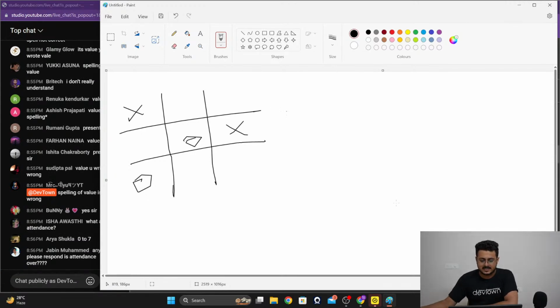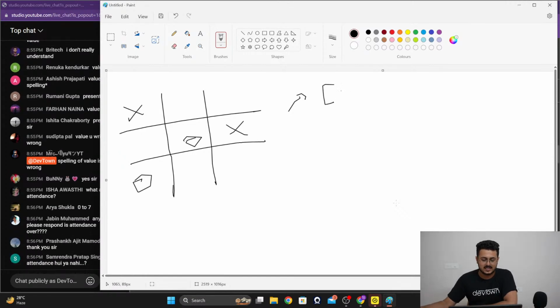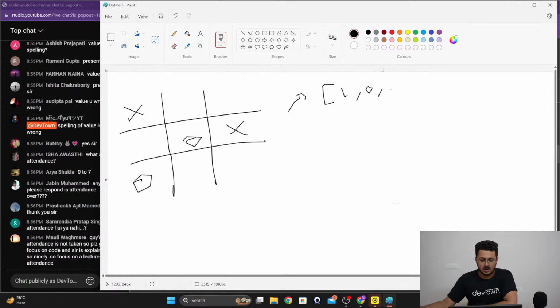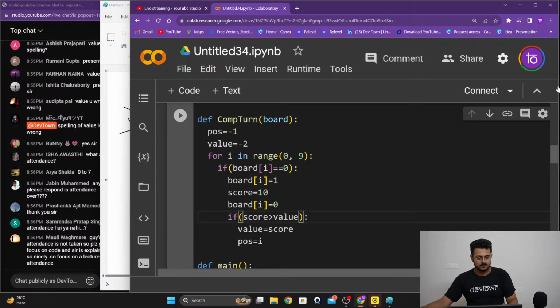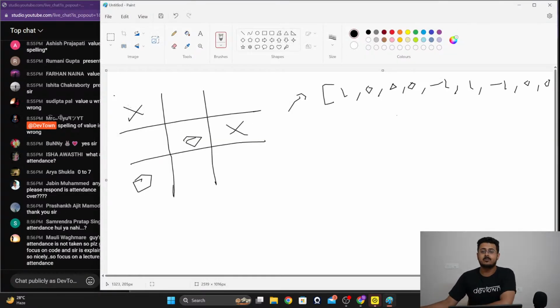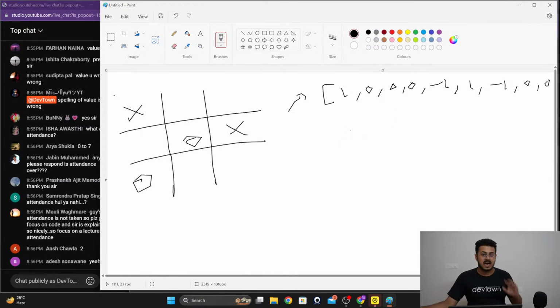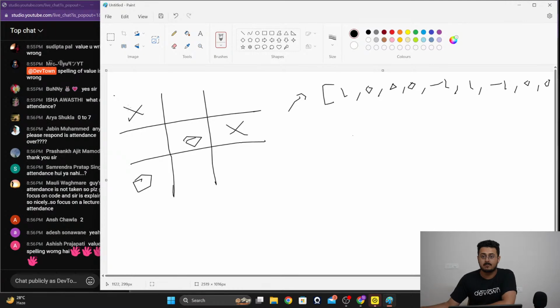Now, this represented in terms of our board list itself will look something like this: 1, 0, 0, 0, -1, 1, -1, 0, 0. That is our current board, guys. What I'm saying is that it's now the computer's turn. I have to put my X at some particular place. I'm going to go over every single one of these indexes.